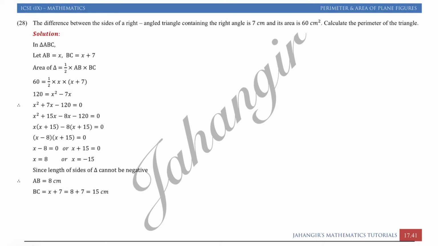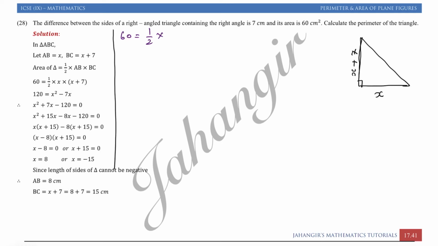The difference between the sides of a right angle triangle containing the right angle is 7 centimeter. Again, same pattern question. So we will draw a right angle triangle in which I will take the smaller side as x and the greater side as x plus 7. This is x, this is x plus 7 centimeter. So we can use the area formula. Area of triangle is 60, which is equal to half into base x into height x plus 7.